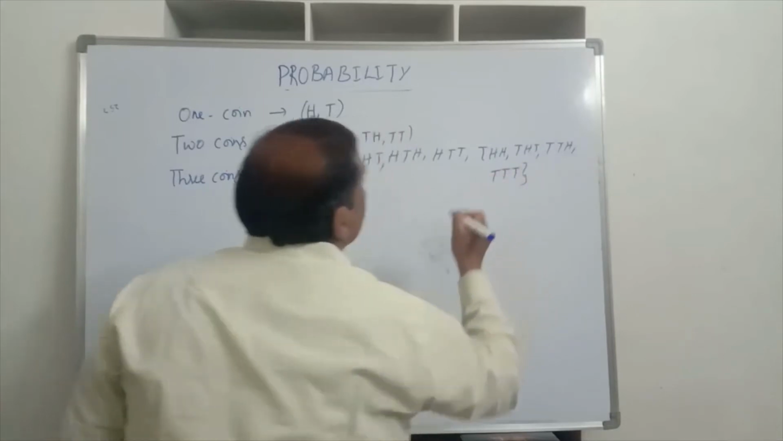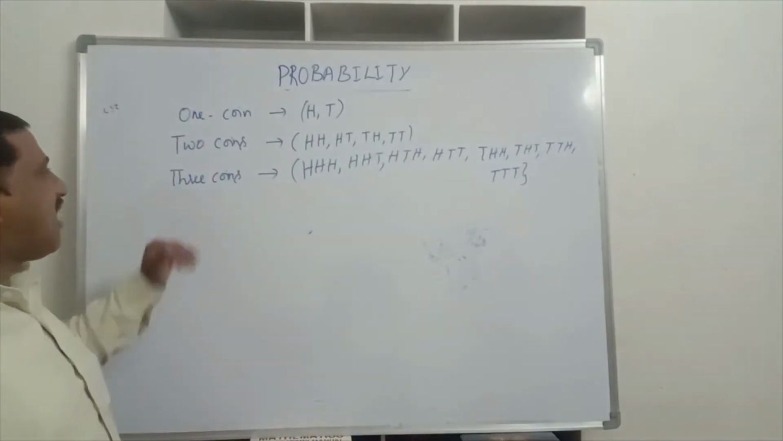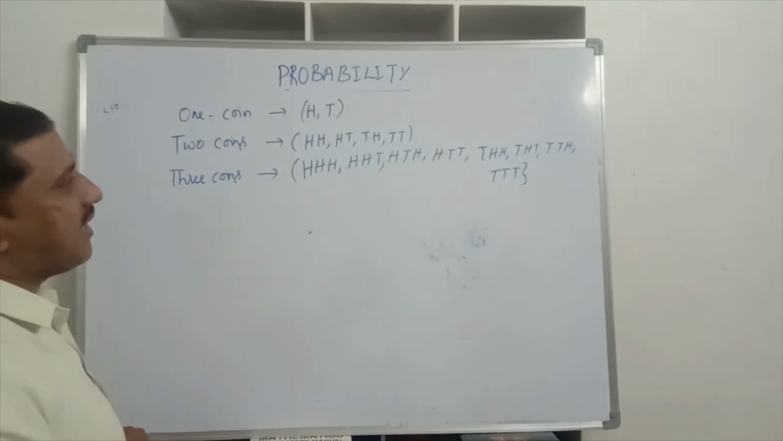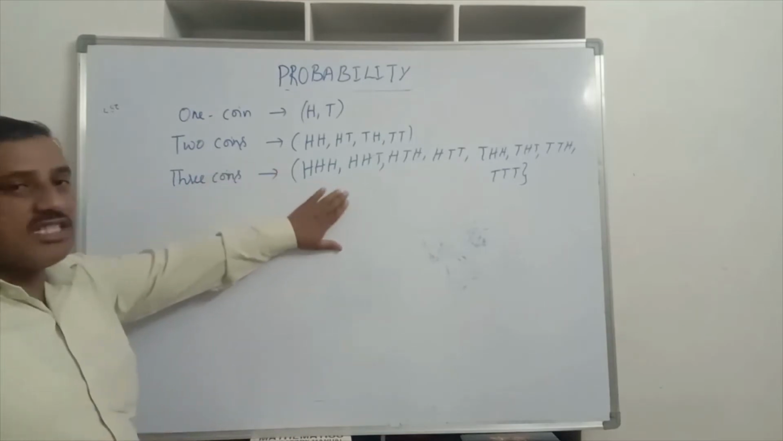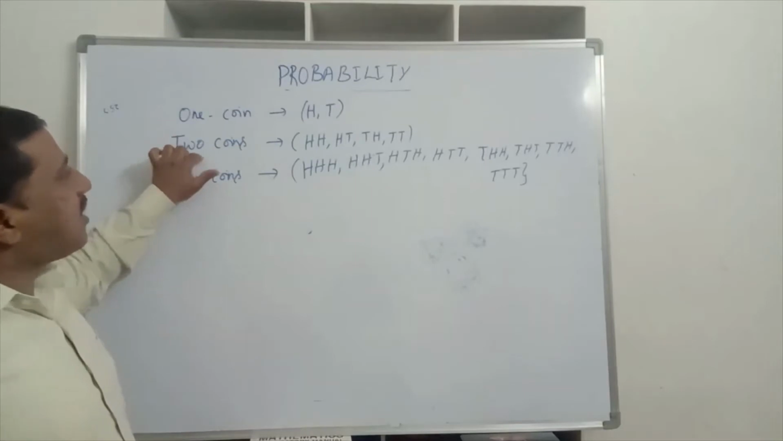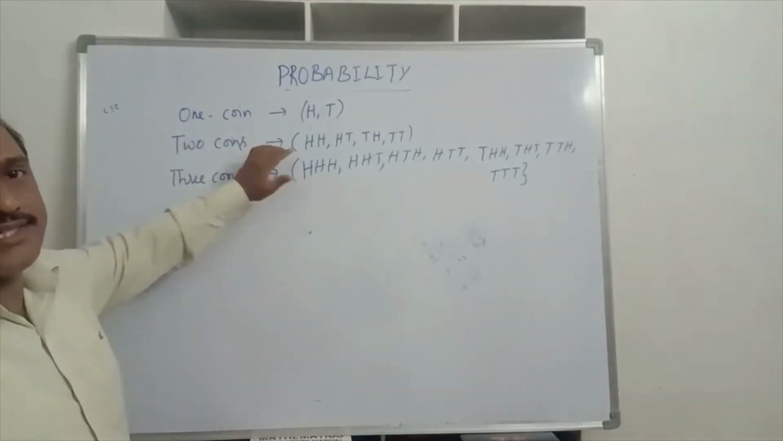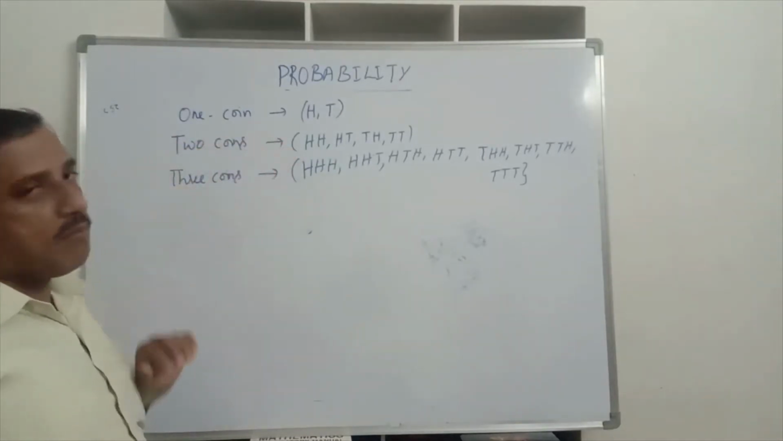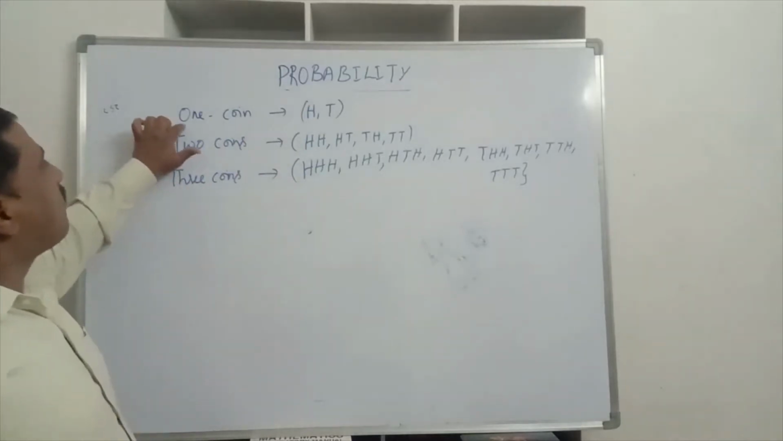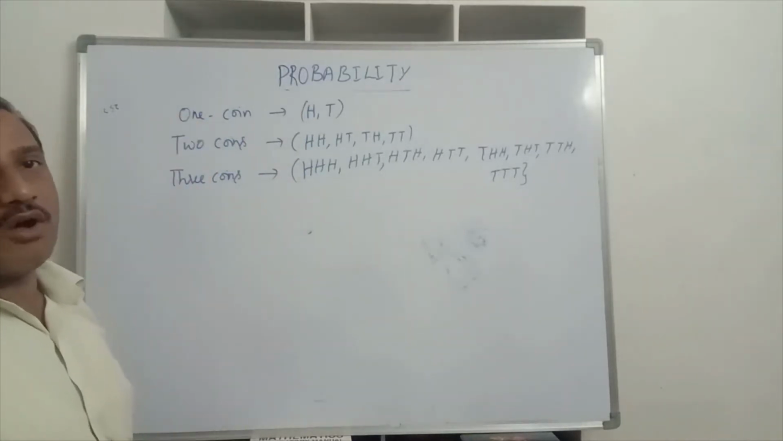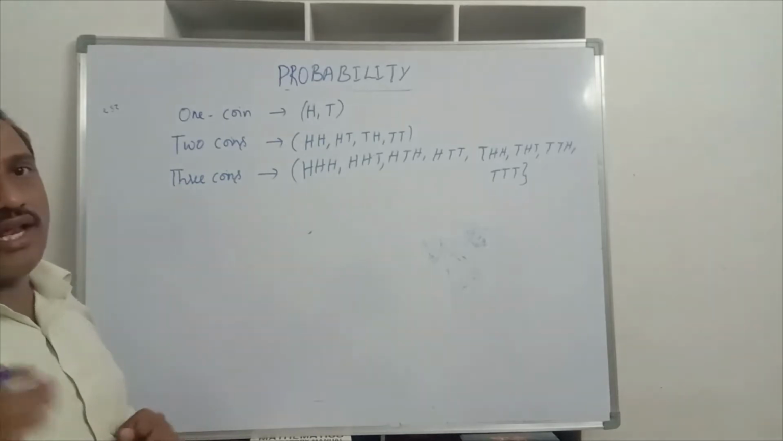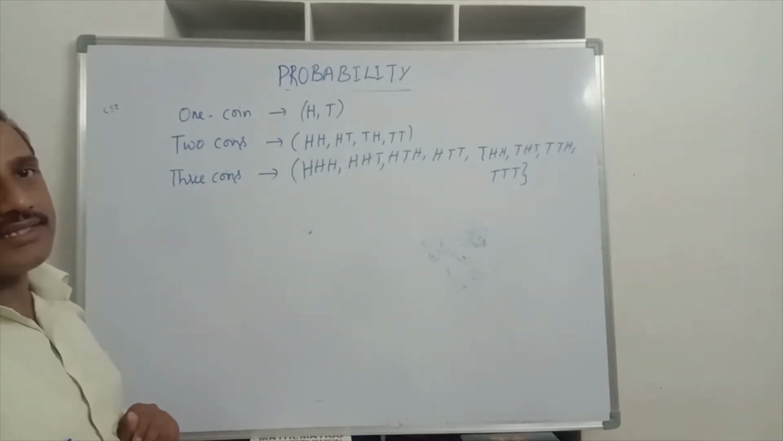So how many possible outcomes do we get when three coins are tossed simultaneously? We get 8 possible outcomes. When two coins are tossed, how many possible outcomes will we get? It is 4 possible outcomes. And when one coin is tossed, only 2 possible outcomes, that is head and tail.